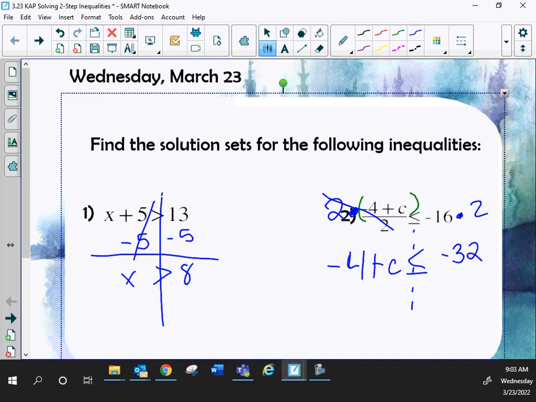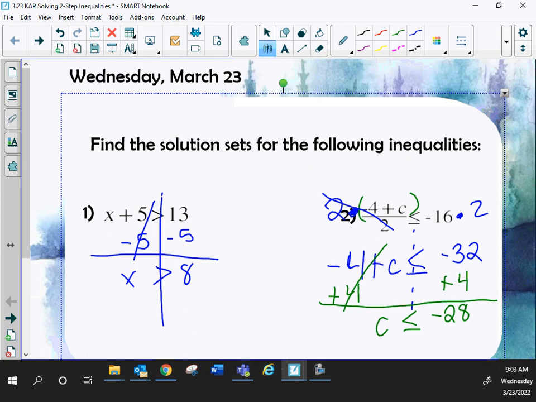Am I done yet? No. I still need to get rid of that -4. How do I get rid of that -4? Add 4. Okay, even though that's a plus sign, to get rid of negatives, I use positives. Okay, now be careful. Don't let the math trick you. On here, I have the c, I keep the sign, and then -32 plus 4 is -28. Okay, and that is my solution set.